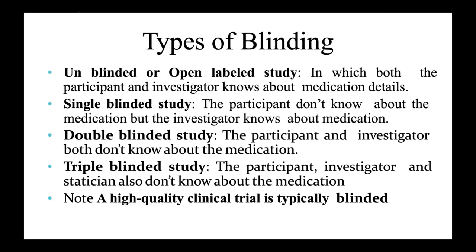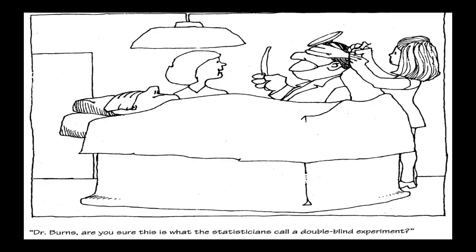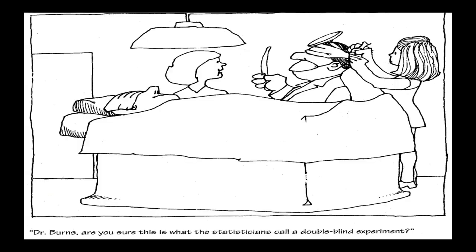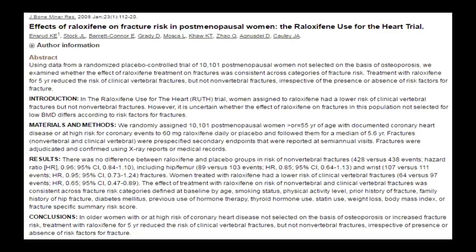And sometimes there's a triple blind study, where the participant, investigator, and the scientist do not know about the medication. So this is what blinded means. This is the nurse that is doing the blind. The picture is showing blindness. There are three people: one is the patient, another is the investigator, and the other is the scientist. This is one example, if you go on Google.